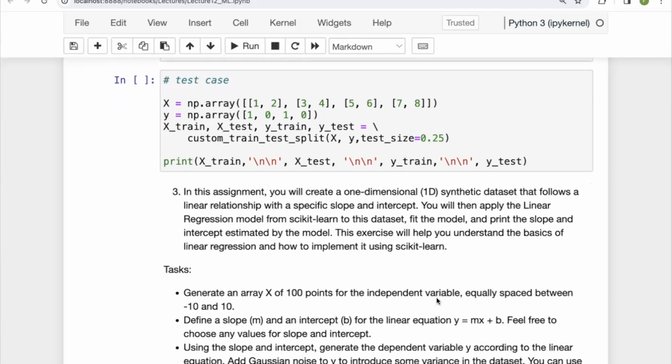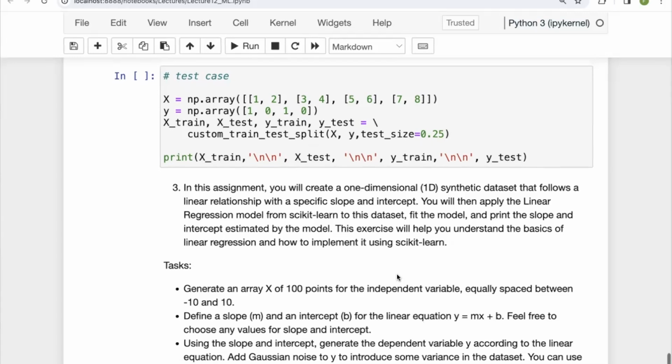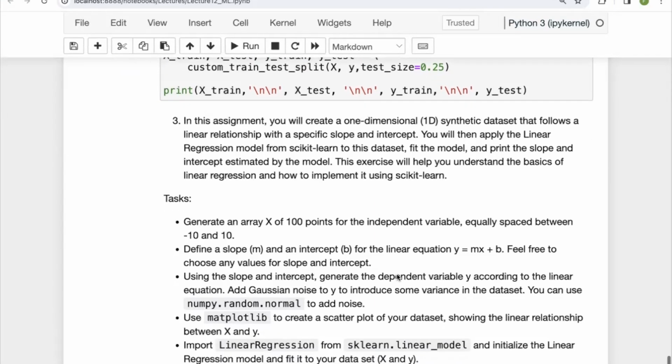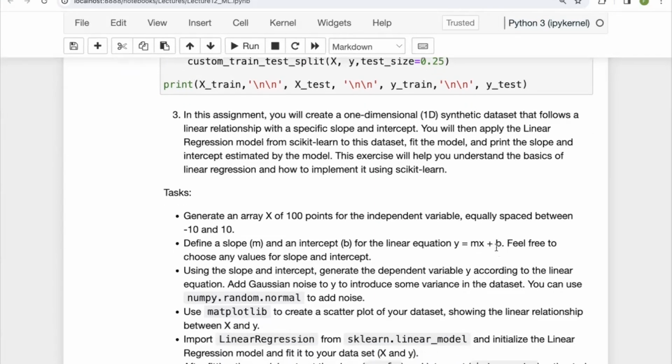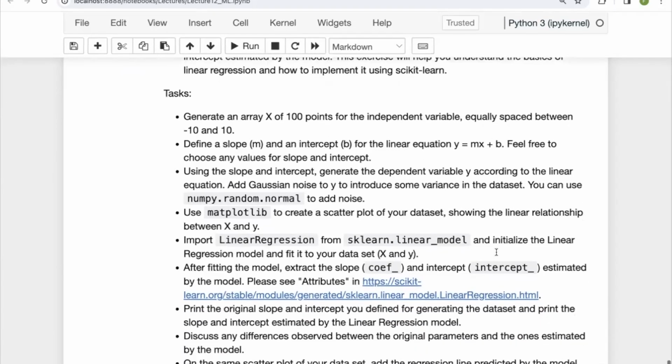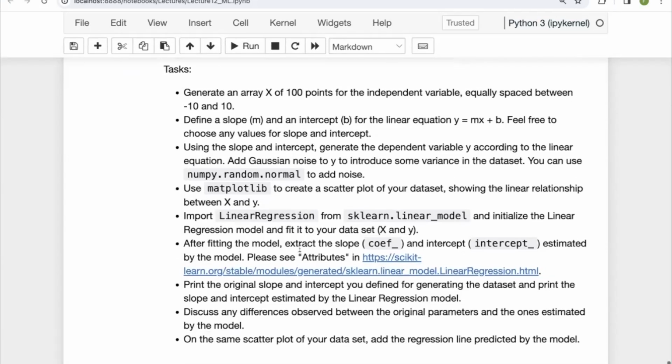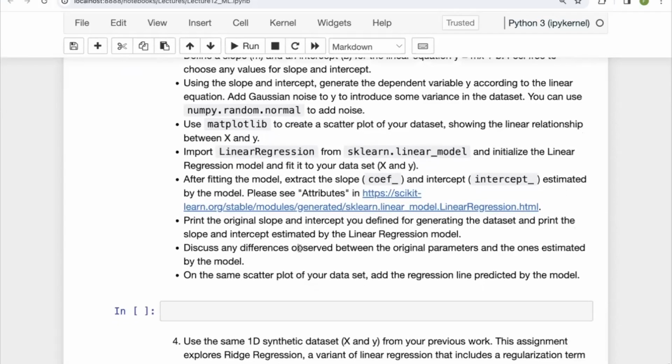And then in the third problem here, you again create a one-dimensional synthetic data set like the one that we did. And you apply the linear regression model from scikit-learn to this data set. This means that you have to do model fitting, you have to print the slope. And also in this case, you can see that we have this intercept term or y-intercept b. So that's kind of like the main difference. But other than that, you can see that we will follow the same procedures to instantiate linear regression and do model fitting and model training.